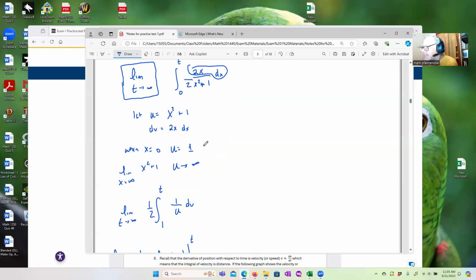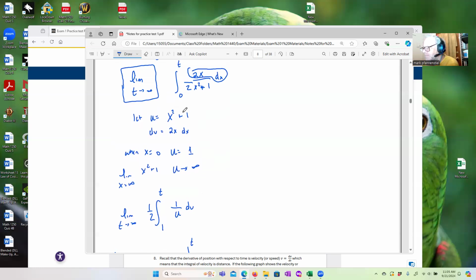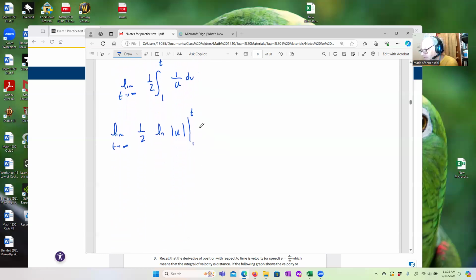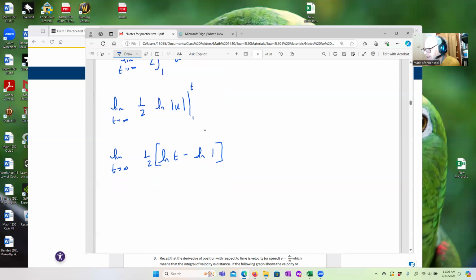Now, one thing I'd like to check out here is u was x squared plus 1. That's always a positive number. You don't have to include absolute values when it's always going to be positive. So we're going to have limit as t goes off to infinity, 1/2. And here we're going to have natural log of t minus natural log of 1. Parentheses around this, and we'll go ahead and sort this out. Now, natural log of 1 is 0. So we just have 1/2 limit as t goes off to infinity, natural log of t.